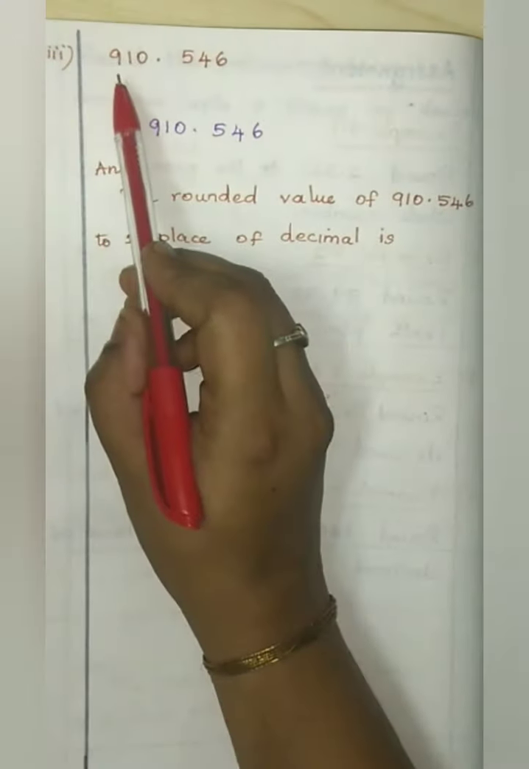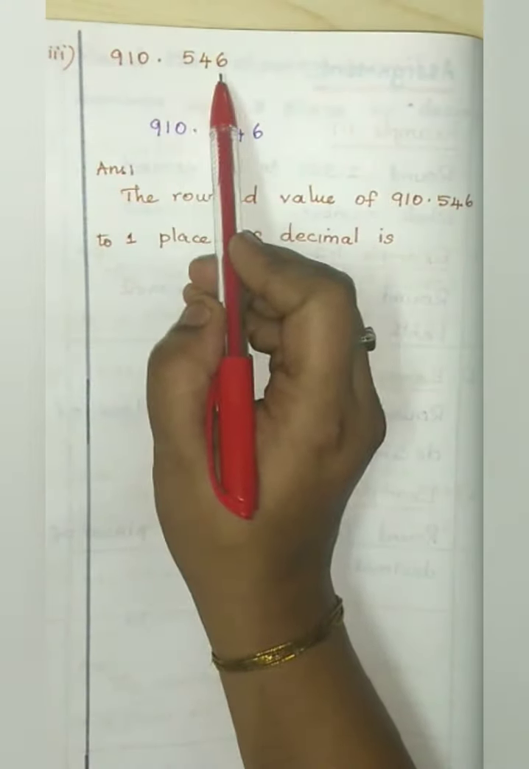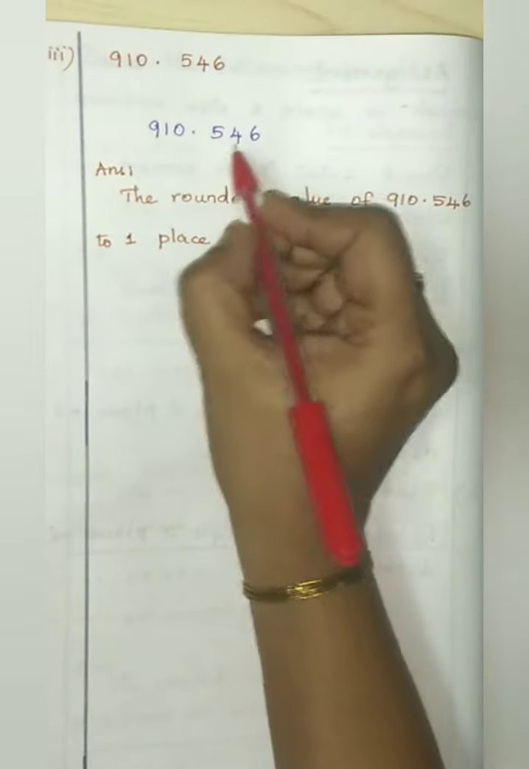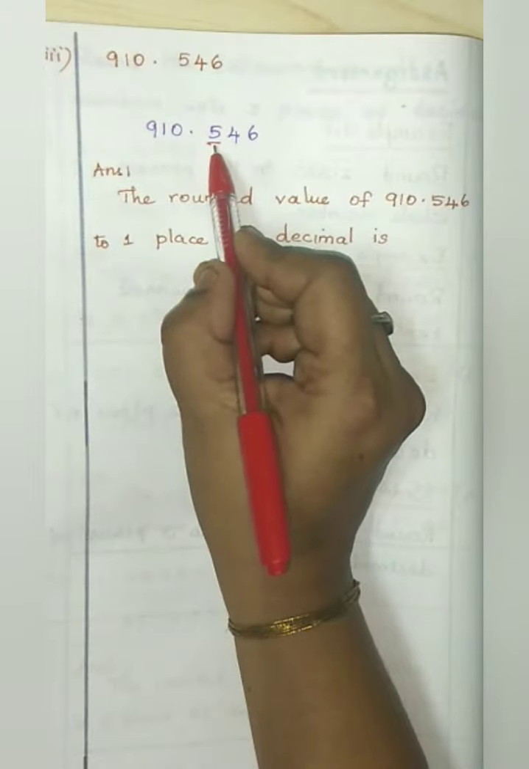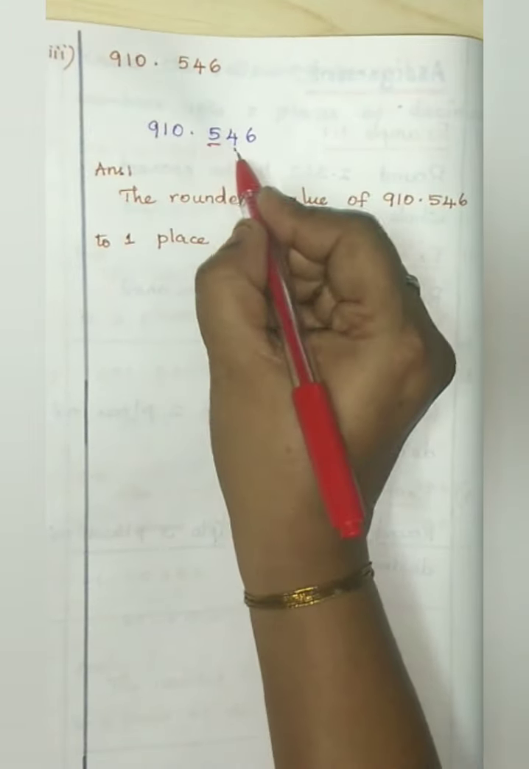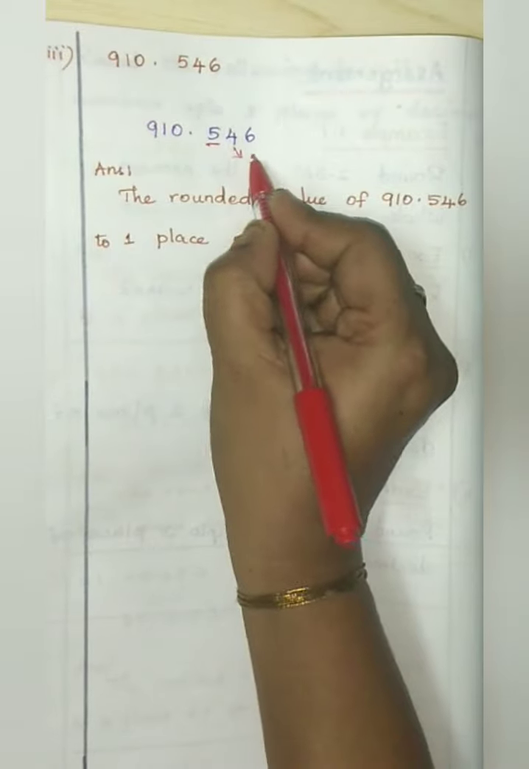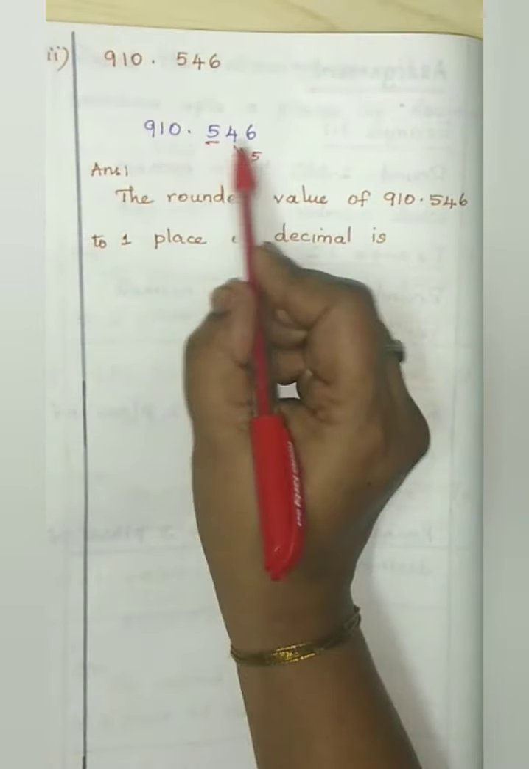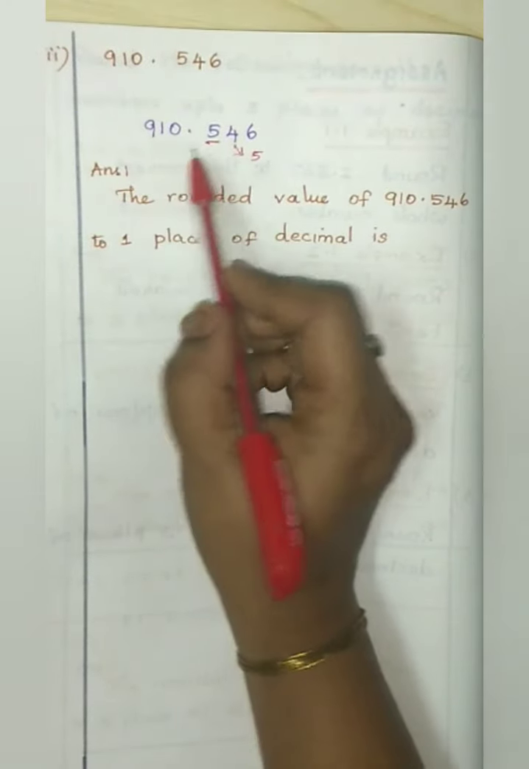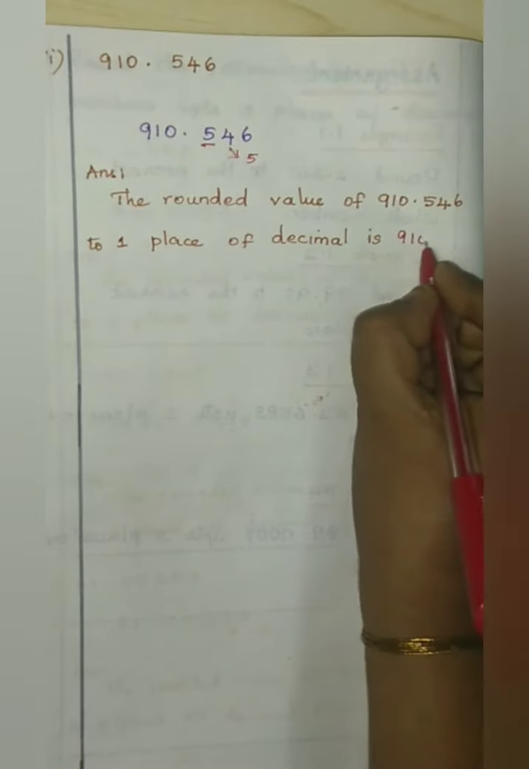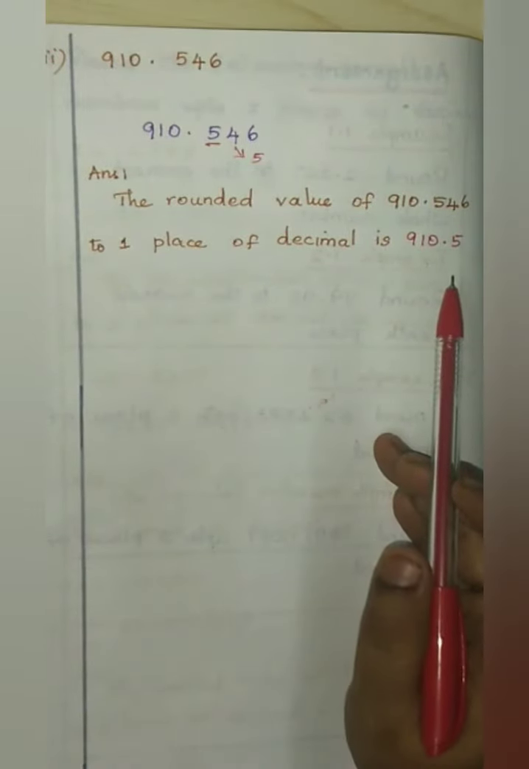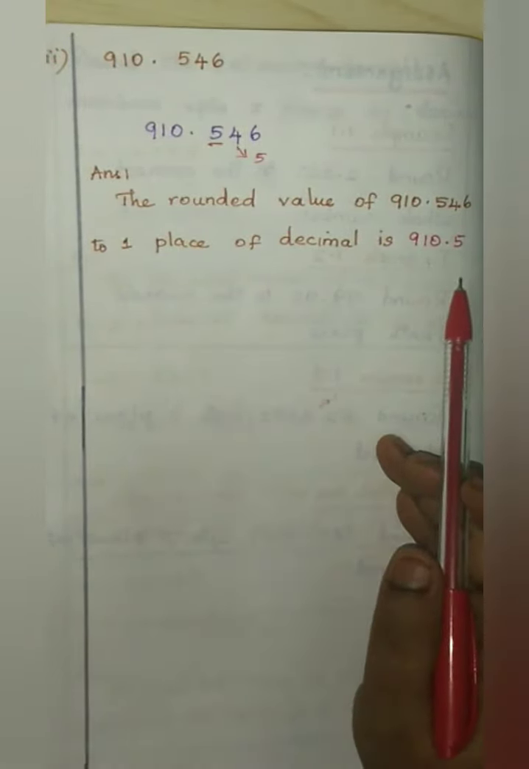Third subdivision, 910.546. First underline the digit in 10th place. Look at the digit to the right of the underlined digit, that is 4, which is less than 5. So ignore the digits that come after 5. So the answer is 910.5. Here the underlined digit 5 remains same.